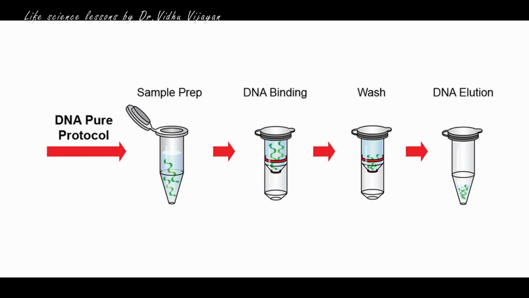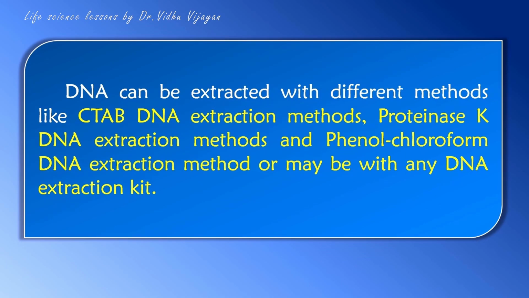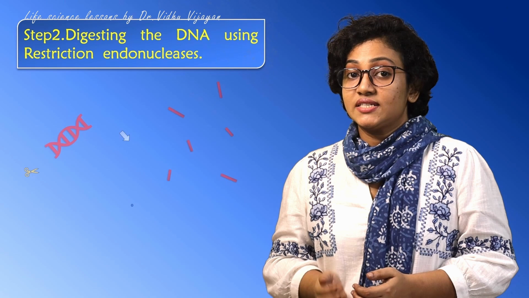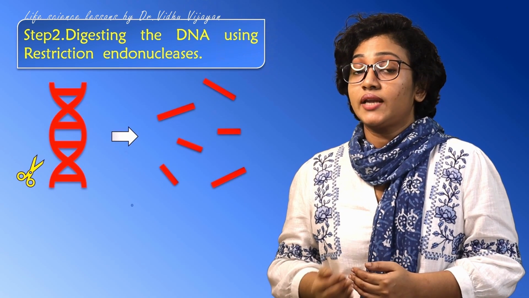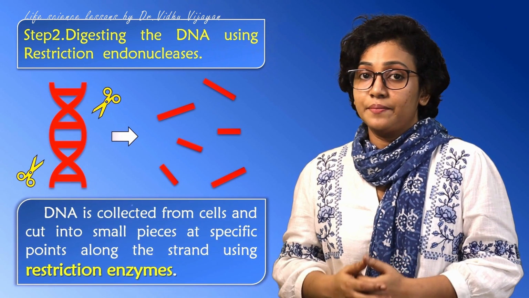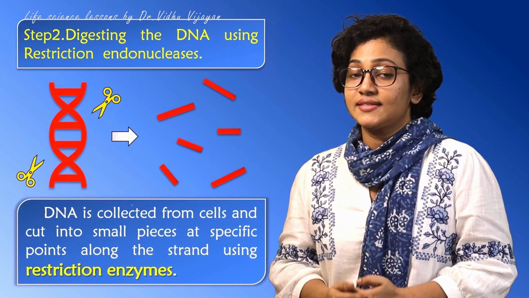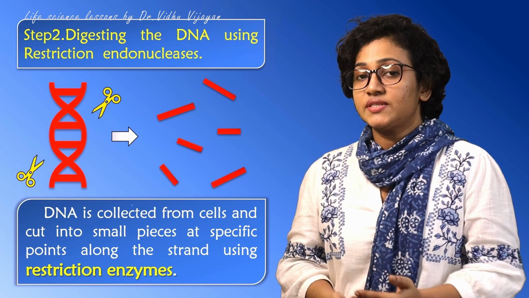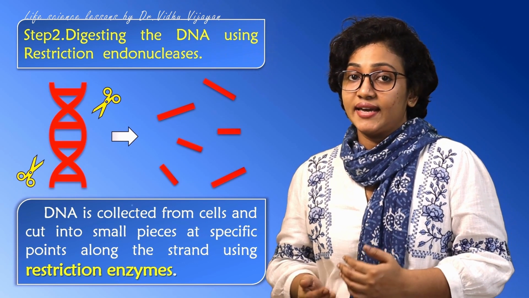DNA can be extracted with different methods like CTAB DNA extraction method, proteinase K DNA extraction method, and phenol chloroform DNA extraction method, or maybe with any DNA extraction kit. Step 2 is digesting the DNA with restriction endonuclease enzymes. DNA is collected from the cells or samples and cut into pieces at specific points using restriction endonuclease enzymes.